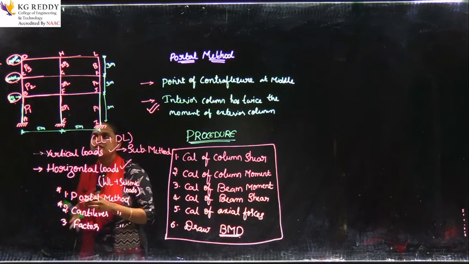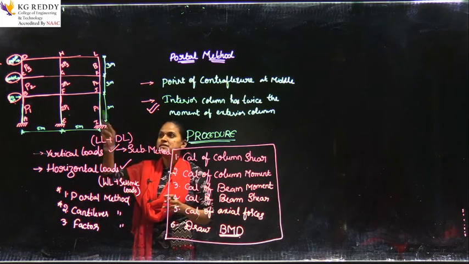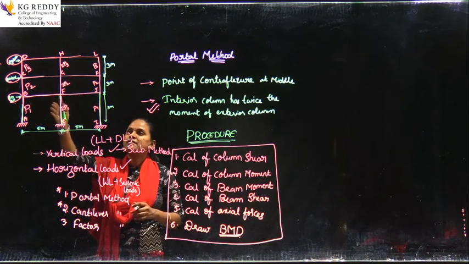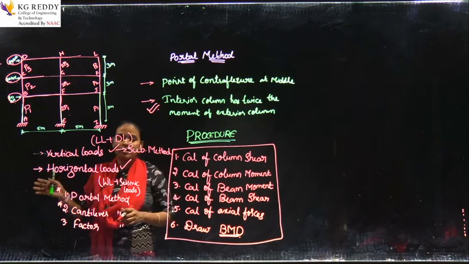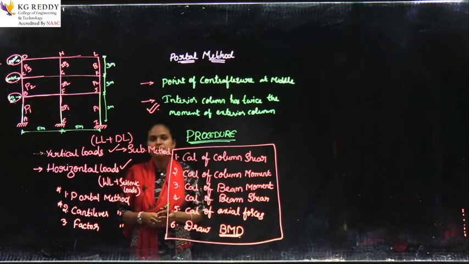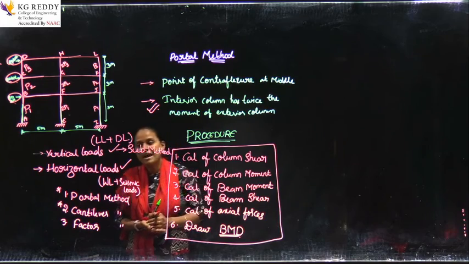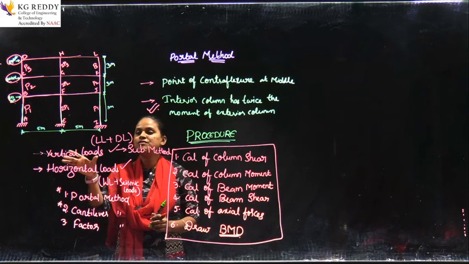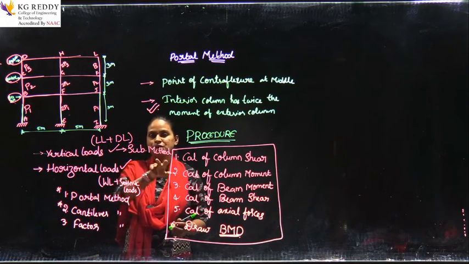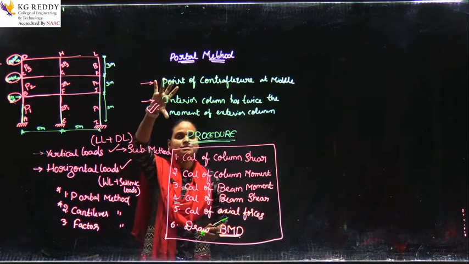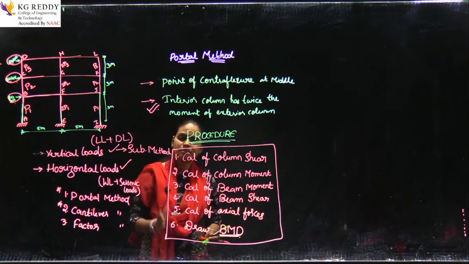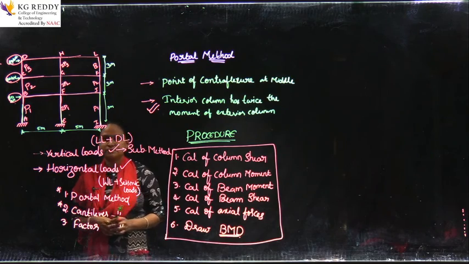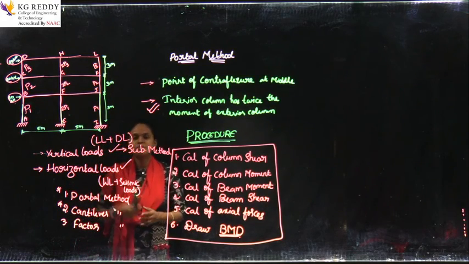In this way, first you name the points, then you write down the parts P1, P2 and P3, and then make them 2P1, 2P2 and 2P3. So this is the introduction to the approximate method of analysis, where you have different methods like portal method, cantilever method and factor method for the horizontal loads, and for the vertical load you have the method of substitution. Then you have the two assumptions of the portal method, and this is the procedure for the calculation and analysis of the structure in the portal method. In the next part we will be solving this problem. Thank you.